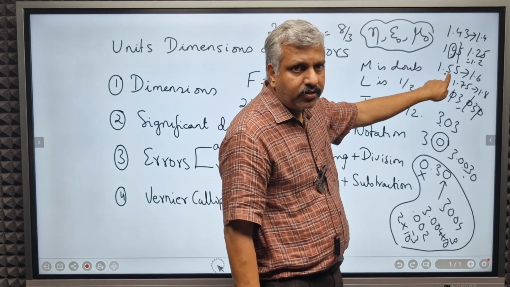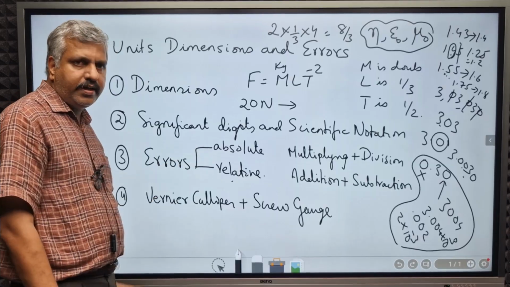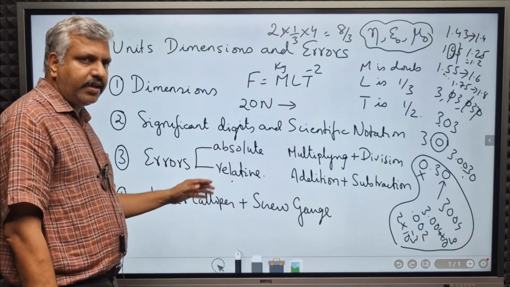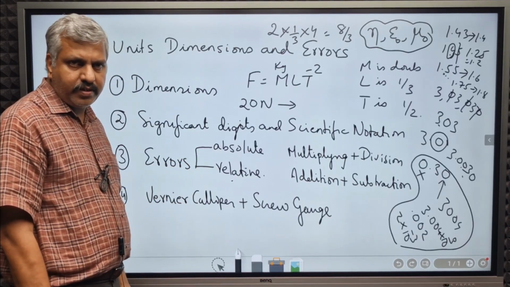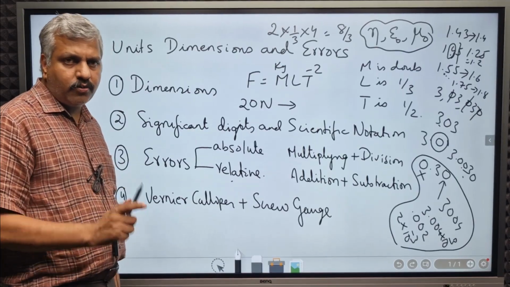If the preceding number is odd, then you go to the next one. These errors, absolute and relative, you should know. Absolute error is the actual error that you make in measurement. And the minimum actual error that you would make in the measurement is the least count of the device.